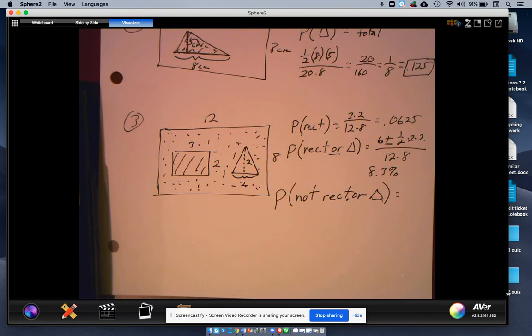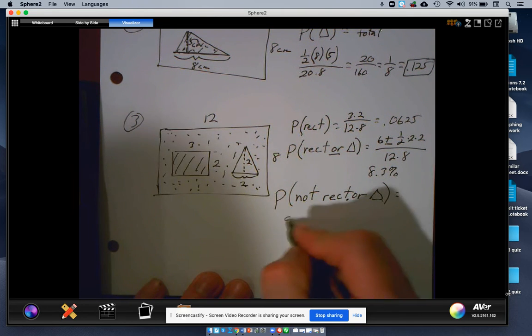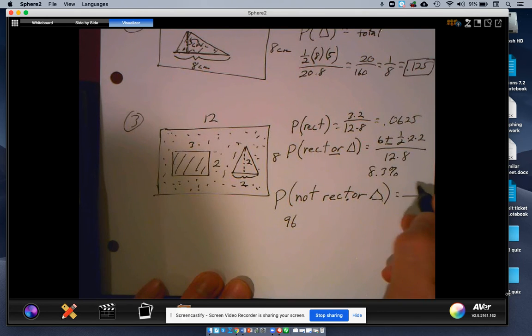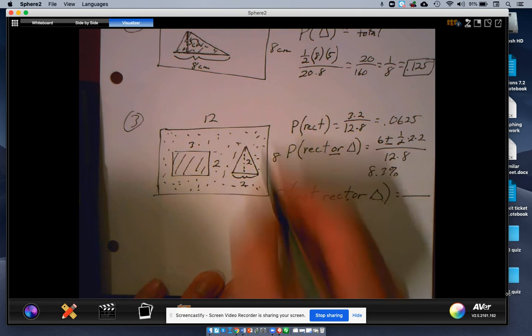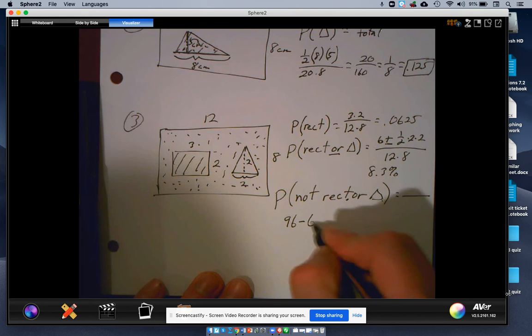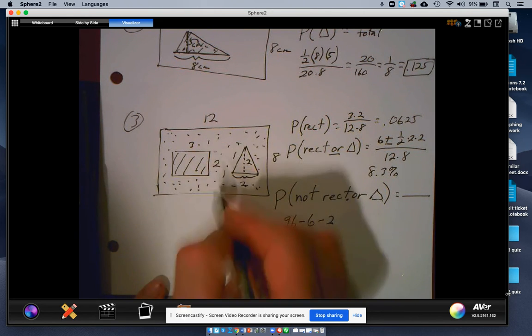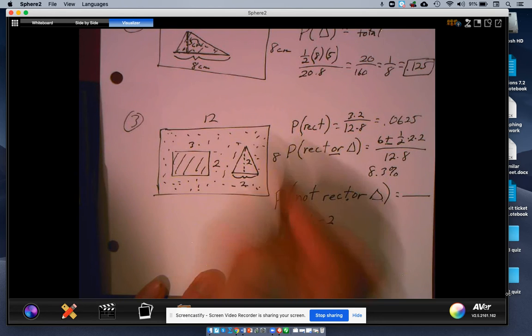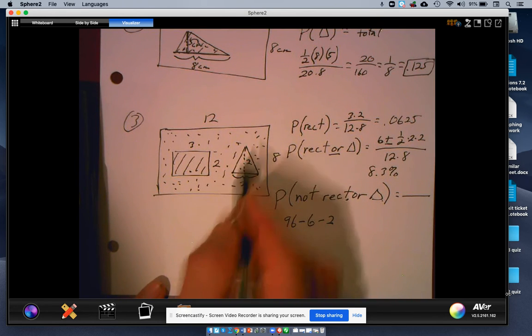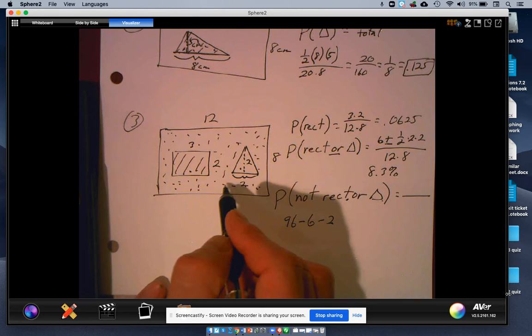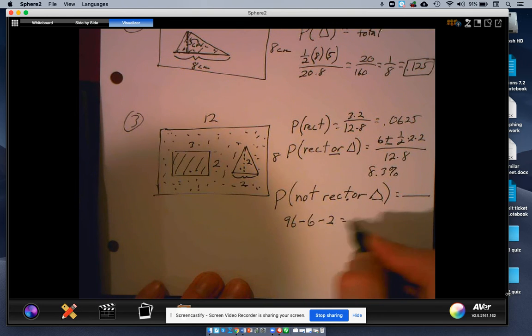To find that area, I'm going to take the whole area, 96. My successful area is all that area. I'm going to take 96, the whole area, subtract the rectangle, subtract the triangle, and I'm going to have all the dots. That's my successful area. So this is 88.